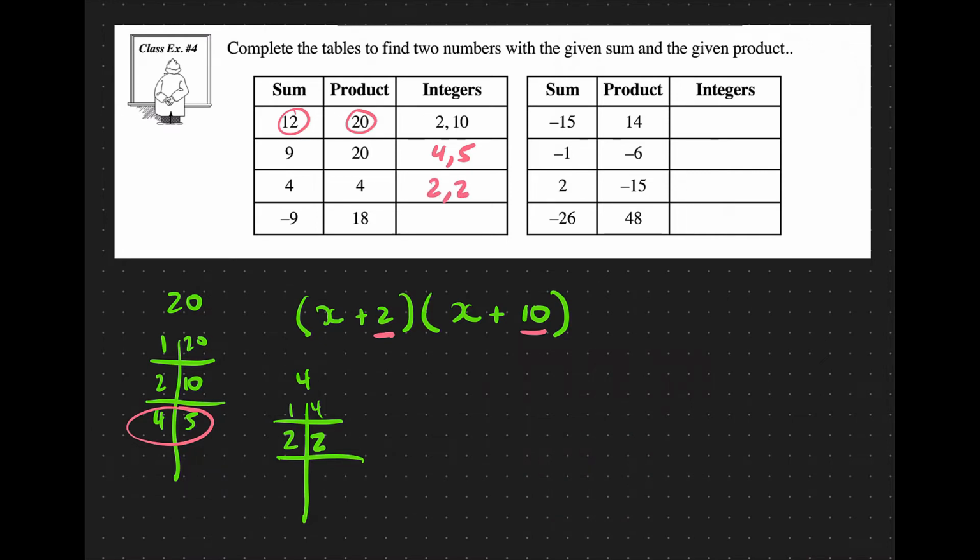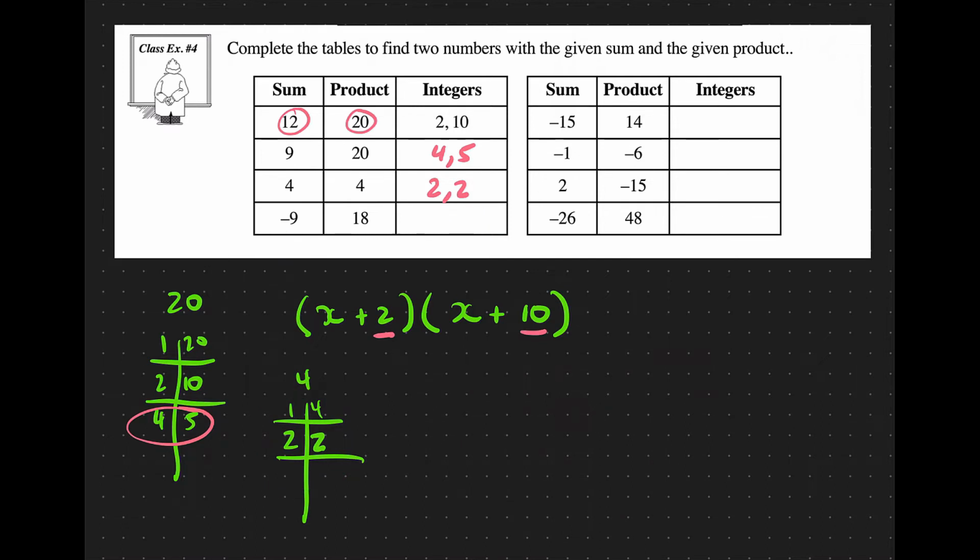Okay, the next example, it says we got a product of 18, but we're going to add them together and get a sum of negative 9. So we got a negative sum. So that basically means that, remember, if this product right here is going to be positive, then that means that these two numbers right here are going to be the same sign. So in this case, they're both going to be that sign, which is negative.